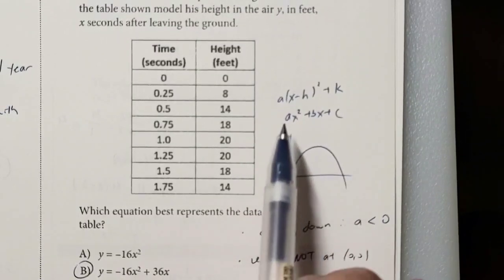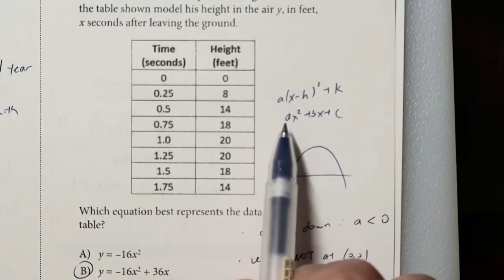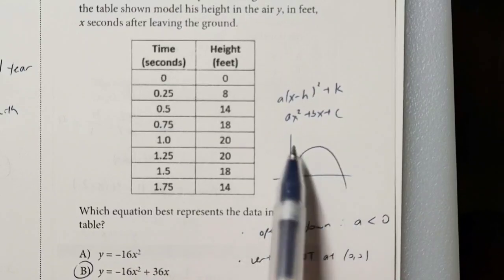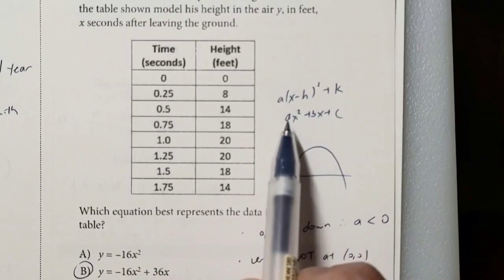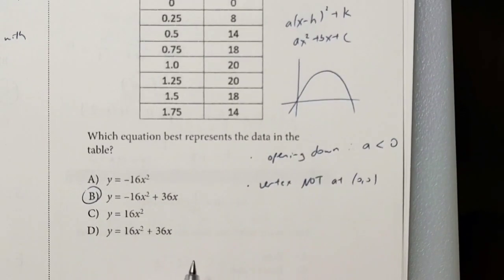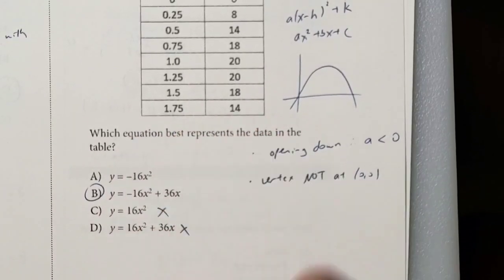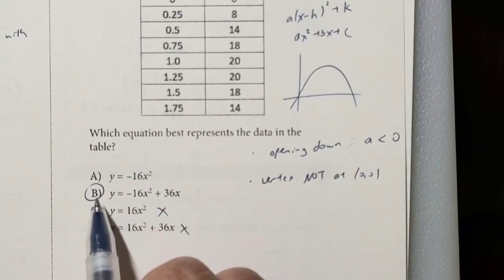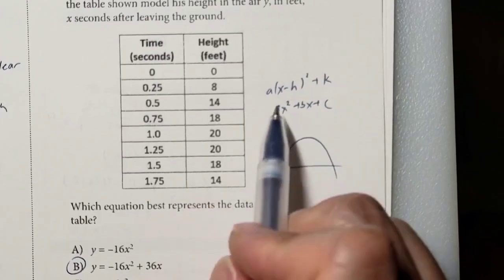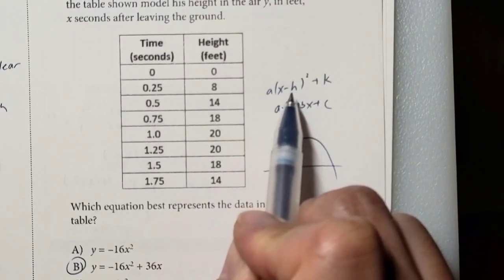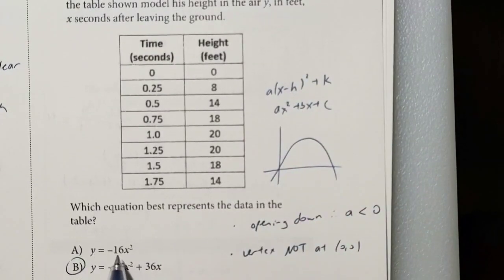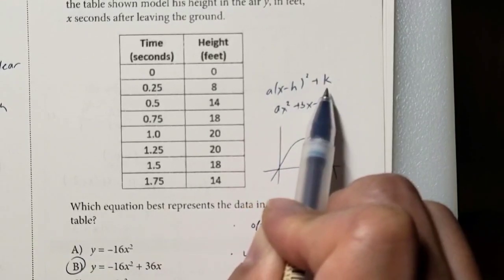So it's going to look something like this. For both the standard form and the vertex form, when it opens downward like this, a has to be negative. So we can already eliminate C and D. Now, how do I pick that it's B? This is where vertex form comes in handy. Choice A is in vertex form. The vertex is at 0, 0, so h is 0 and k is 0.